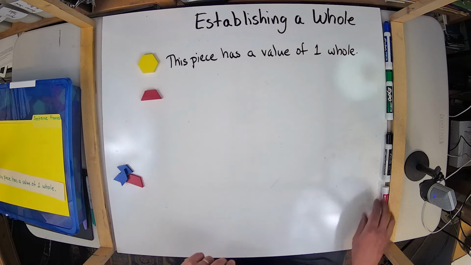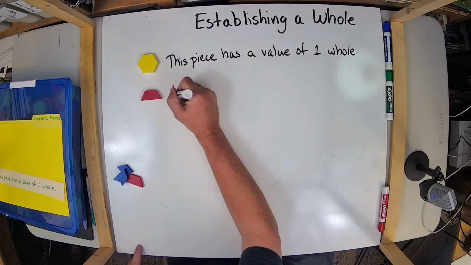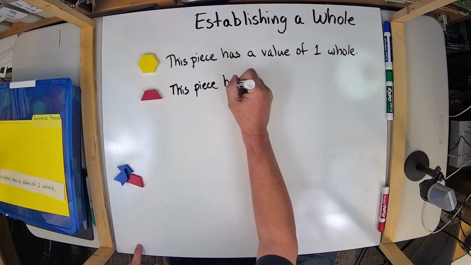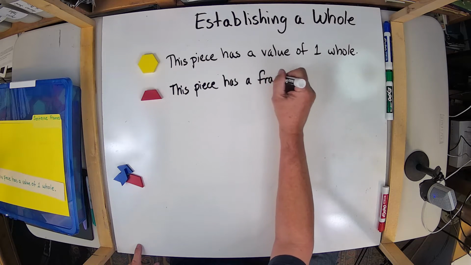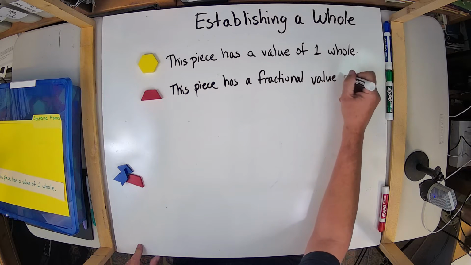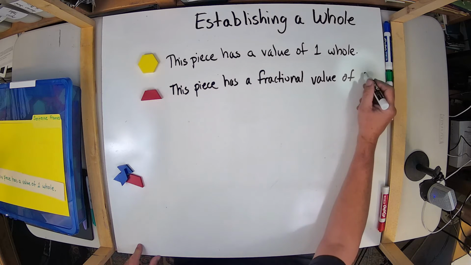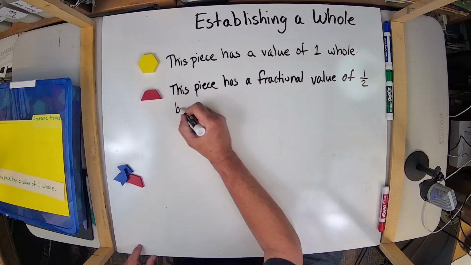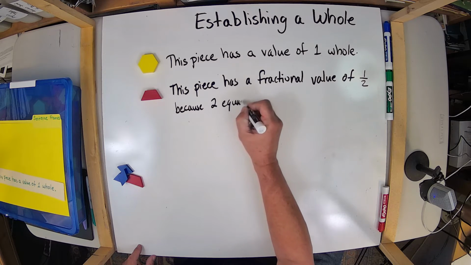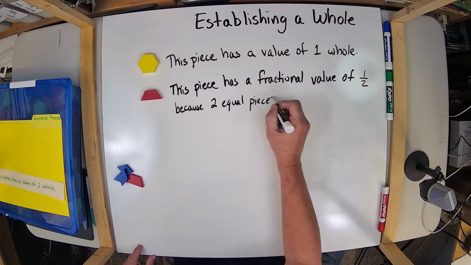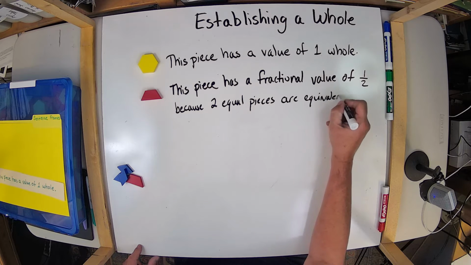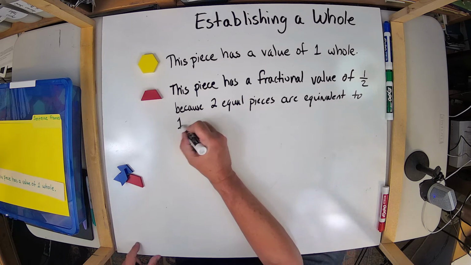The second thing that I want students to say is this piece has a fractional value of 1/2 because two equal pieces are equivalent to one whole.